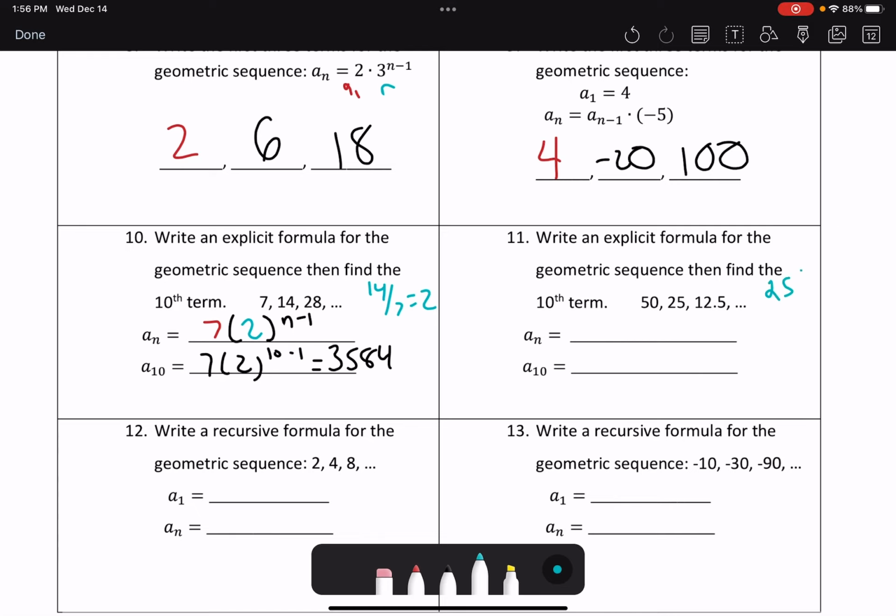For number 11, I'm going to do the same idea. My common ratio is going to be 25 divided by 50, which is 1/2. So my a sub n is going to equal 50 times 1/2 to the n minus 1 power. And I'm going to do 50 times 1/2, and in this case to the 10th power, so I need to raise that to the 10 minus 1 power. And that gives me a fraction, so I'm going to convert that to a decimal of 0.09. I'm just going to round it to 0.098.